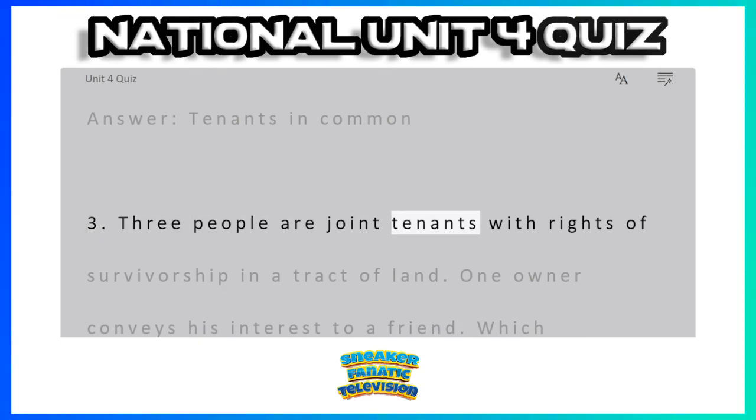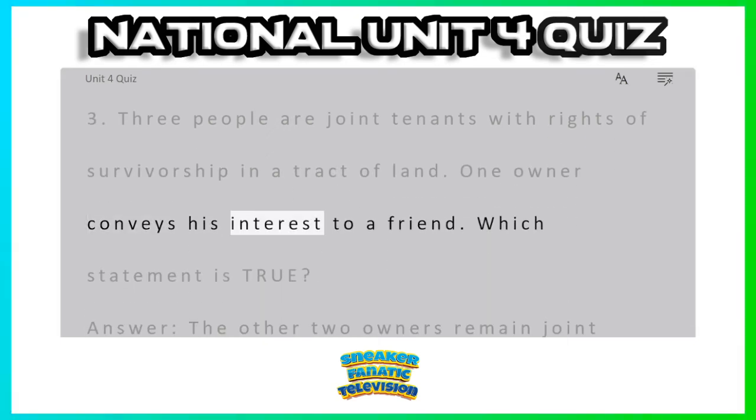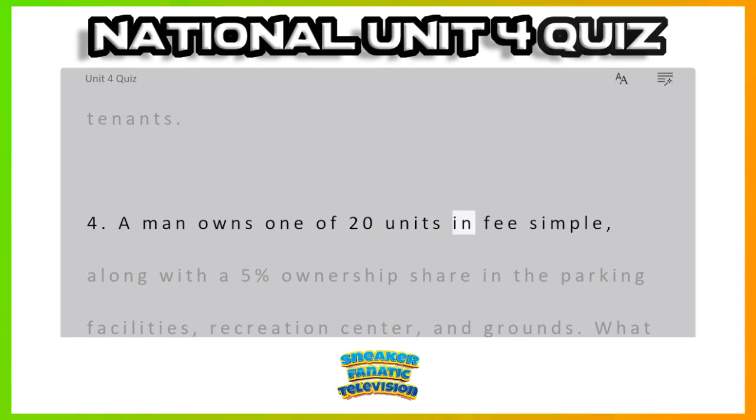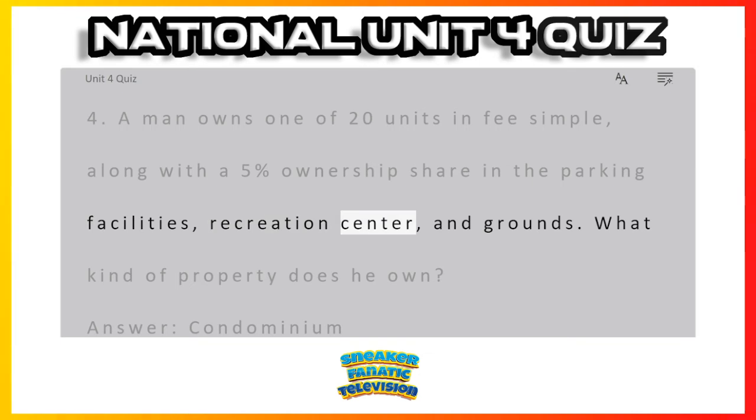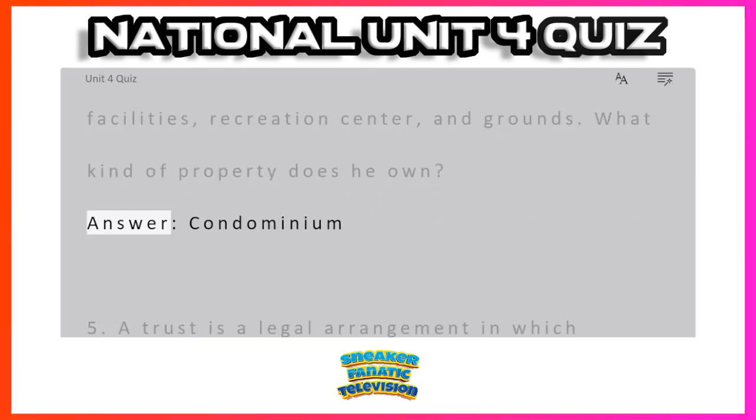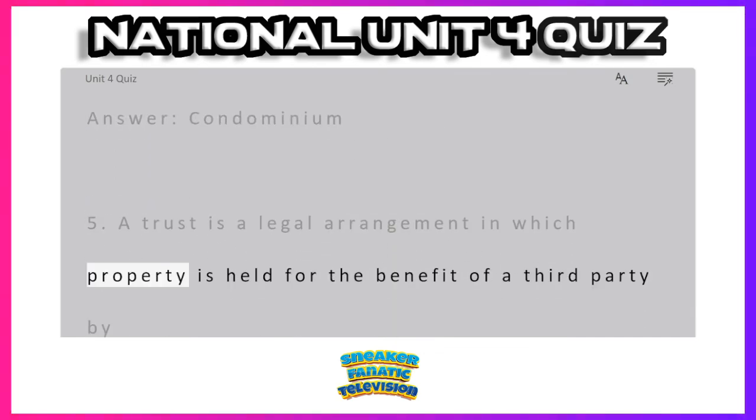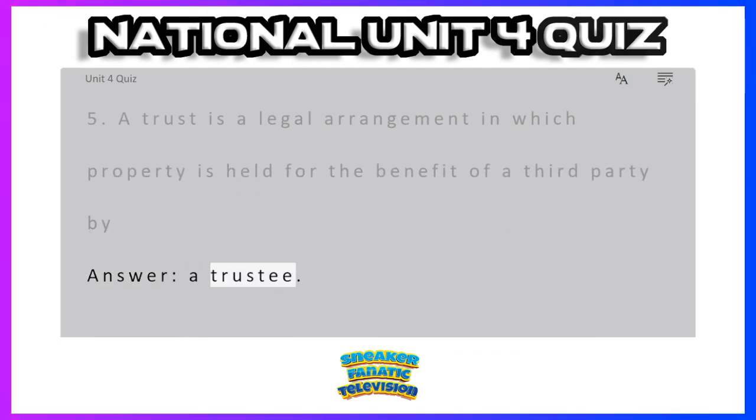3. 3 people are joint tenants with rights of survivorship in a tract of land. One owner conveys his interest to a friend. Which statement is true? Answer: The other 2 owners remain joint tenants. 4. A man owns one of 20 units in fee simple, along with a 5% ownership share in the parking facilities, recreation center, and grounds. What kind of property does he own? Answer: Condominium. 5. A trust is a legal arrangement in which property is held for the benefit of a third party by. Answer: A trustee.